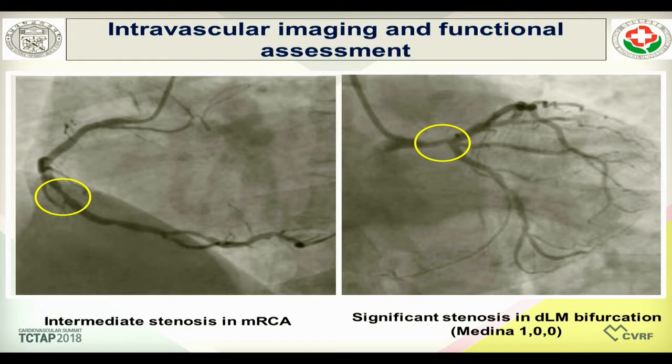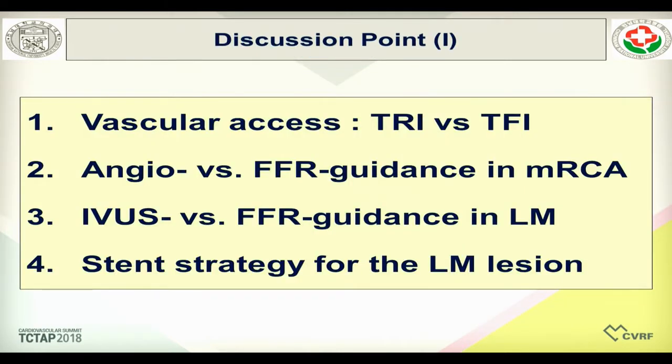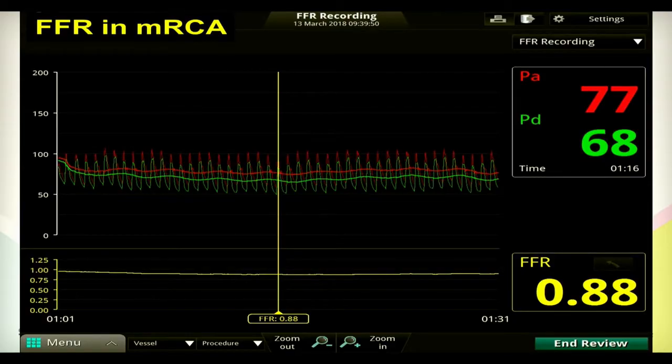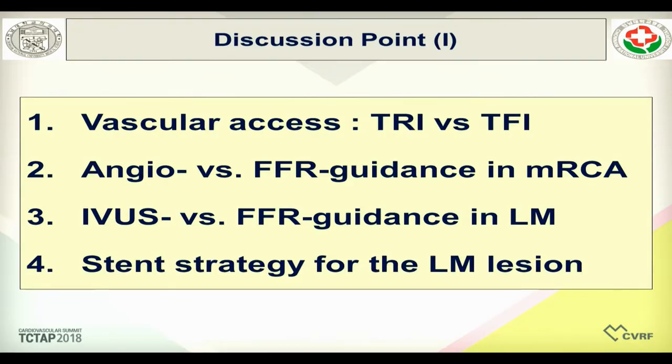The discussion points for this case are on the next slide. The vascular access site: TRI or TPI. Whether the RCA is angio guided or FFR guided. At the left main, whether it is IVUS guided or FFR guided, and the stent strategy for the left main lesion. Great. 0.8. Okay.